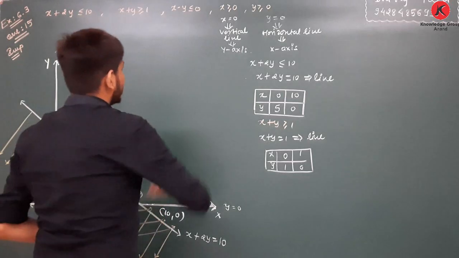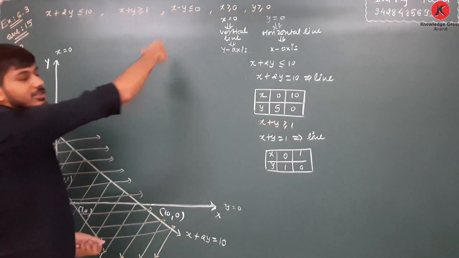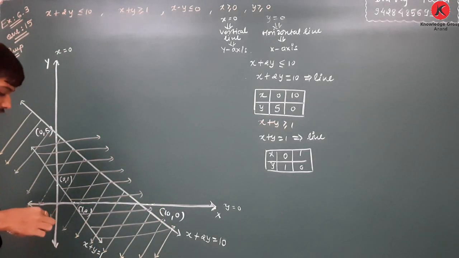Constant term is not there, therefore this line is passing through the origin also.